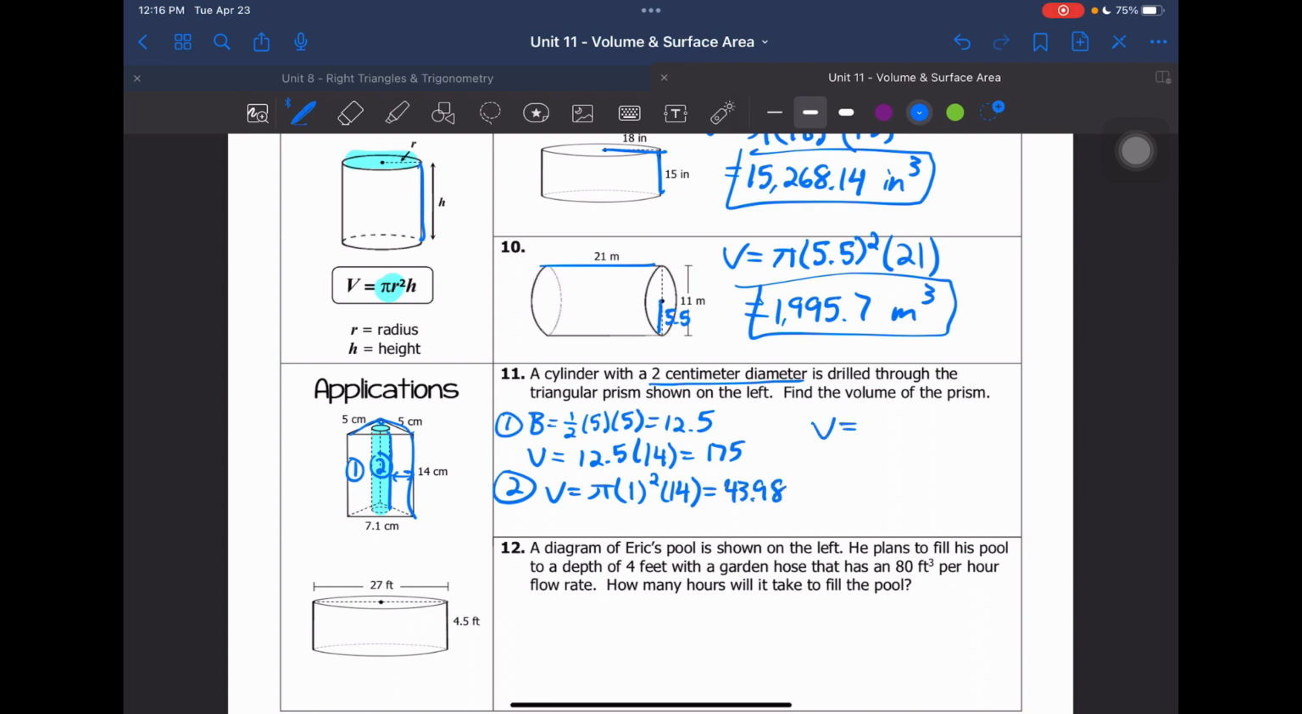And so the volume of the prism, whatever's left, is whatever we get when we subtract these numbers. So 175 minus 43.98 is equal to 131.02 centimeters cubed.